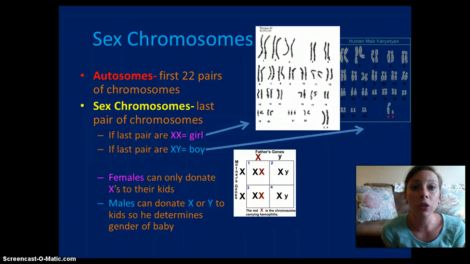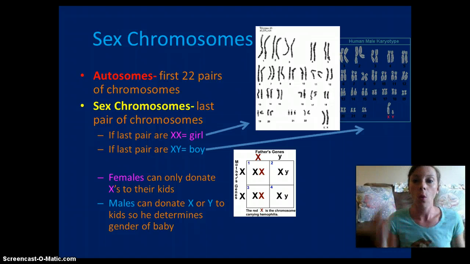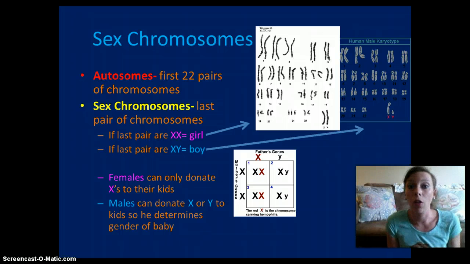Okay, so our sex chromosomes and our autosomes are going to be what makes up our genes. So we have 46 chromosomes total. 22 pairs are going to be autosomes, and the last pair are going to be our sex chromosomes. This helps to determine our sex. So if the last pair are XX, you are a girl. If the last pair is XY, you are a boy.